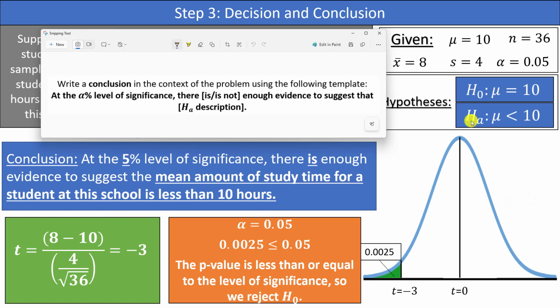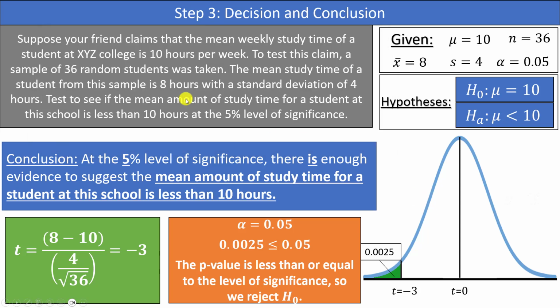In many cases, you can grab that alternative hypothesis description from the problem. So if you read the last sentence of the problem, sometimes you can grab some of the wording there. We're trying to test to see if the mean amount of study time for a student at this school is less than 10 hours. So I've basically just copied and pasted that to the last part of the sentence. All right, that is one complete problem for a hypothesis test on the mean.